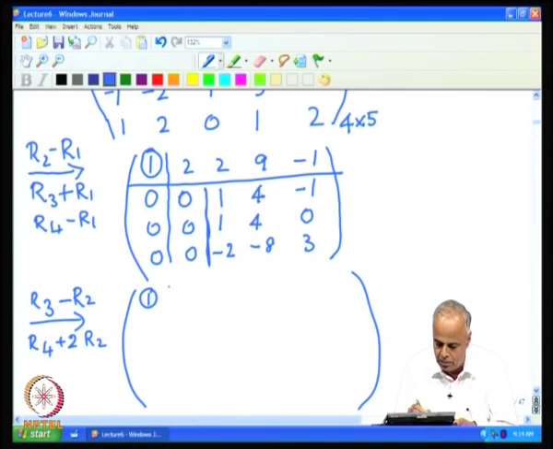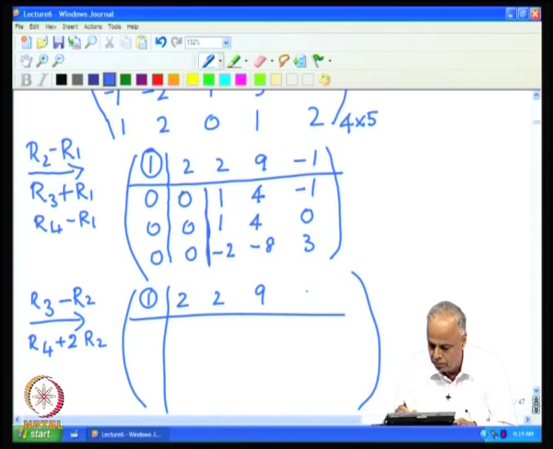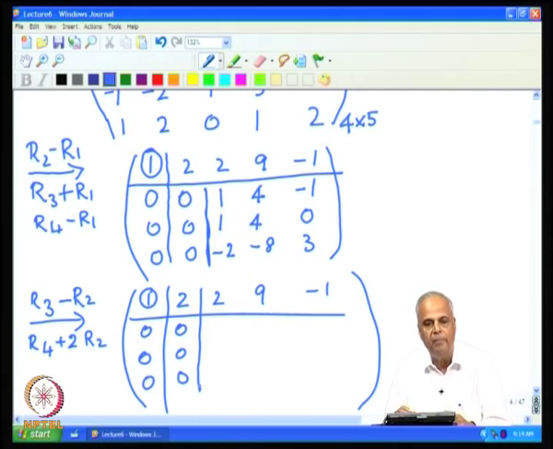Nothing happens to what we got here, and nothing happened to these zeros, nothing happened to these zeros. So, our operations do not affect what we have already obtained. Now, the real action takes place.